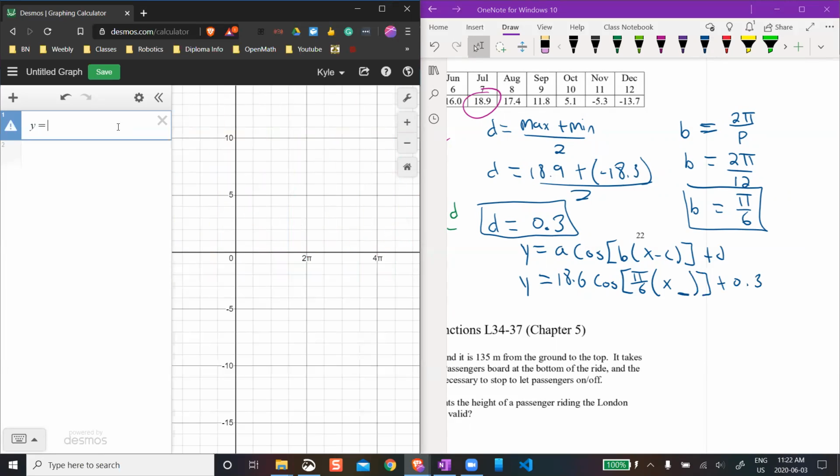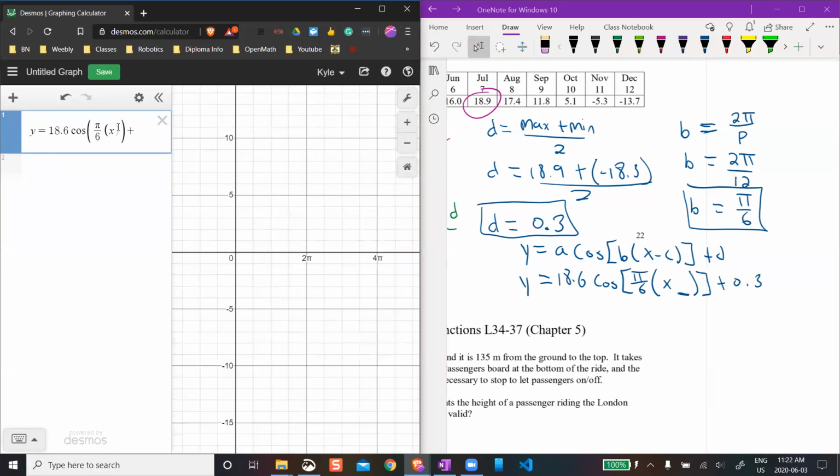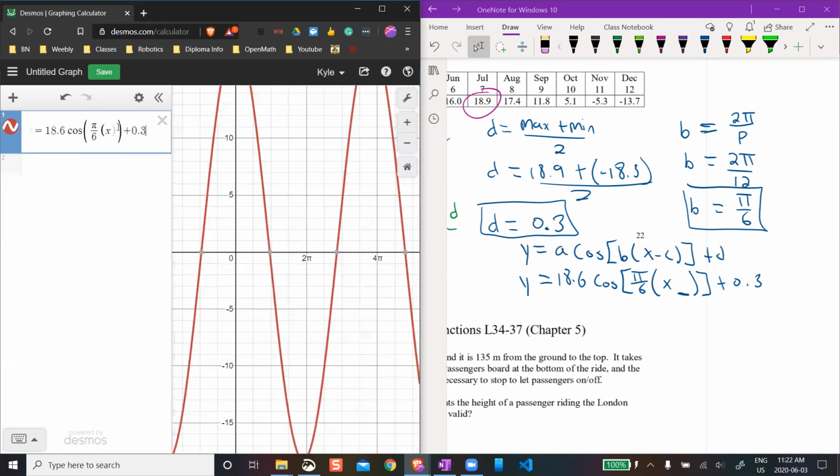I'm going to type in y is equal to 18.6 cos, and then I'm going to need some brackets here. My b value is pi over 6. Then I'm going to start a bracket again so I can see the b there, and then x. Now I'm going to skip to the outside of the brackets, and then plus 0.3. So plus 0.3.